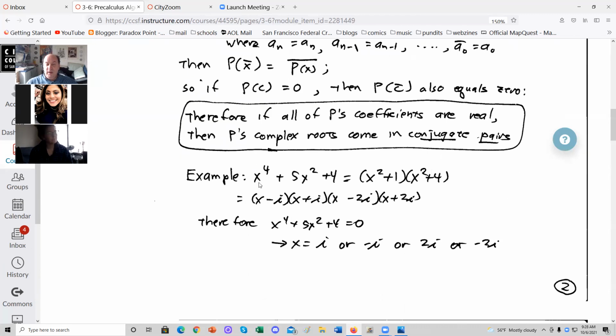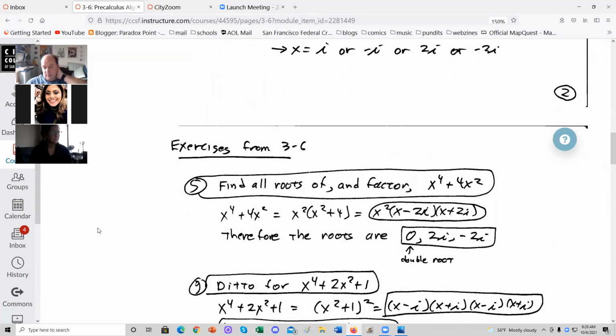For example, x to the fourth plus 5x squared plus 4. You can factor that into x squared plus 1 times x squared plus 4. This is a sum of squares, which will equal x minus i times x plus i. And x squared plus 2 squared factors into x minus 2i times x plus 2i. So the roots of this polynomial, x to the fourth plus 5x squared plus 4 equals 0, will be plus i or minus i or plus 2i or minus 2i. Pairs of conjugate solutions.